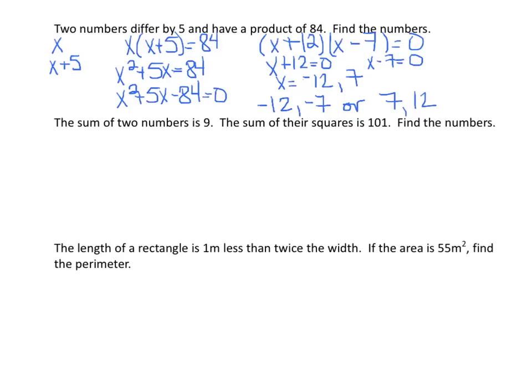All right, so next one. The sum of 2 numbers is 9. The sum of their squares is 101. So we start with, my first number is x. My second has to be 9 minus x, because if I add them together, I get 9 as my answer. The sum of their squares is here. So then I expand.